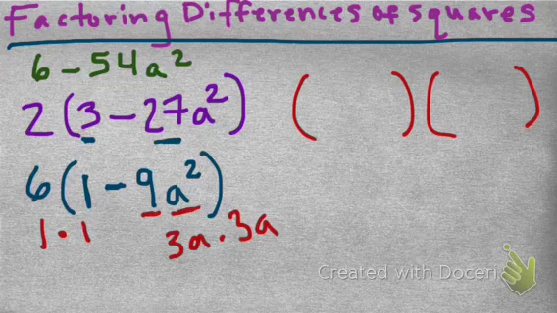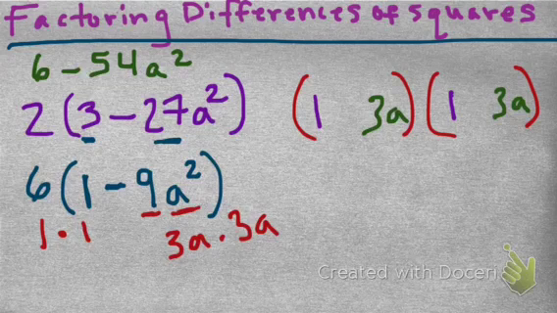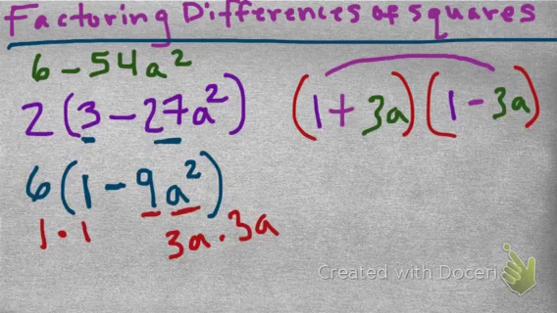I know my first term in the first binomial is going to be 1. And I also have to have a 1 as the first term in my second one. And then the 3a and the 3a. In the special case of a difference of squares, they have to have the same terms inside. The key is my signs make the middle disappear. I've got a plus and a minus, so let's check to make sure that makes my middle disappear, so I only have 2 terms instead of 3, like I started with.